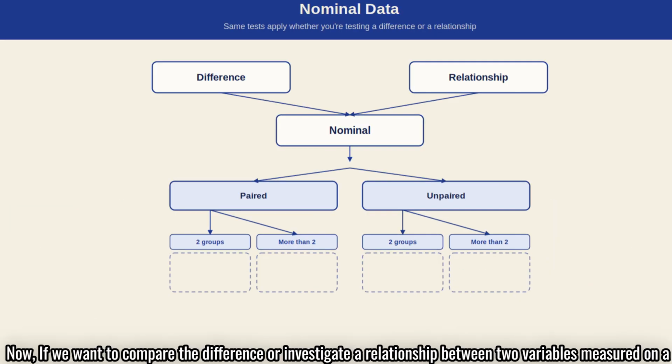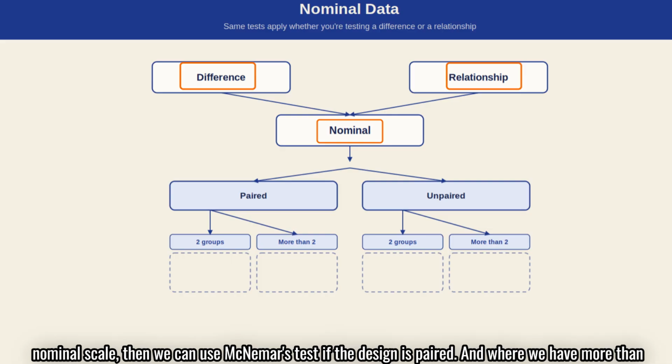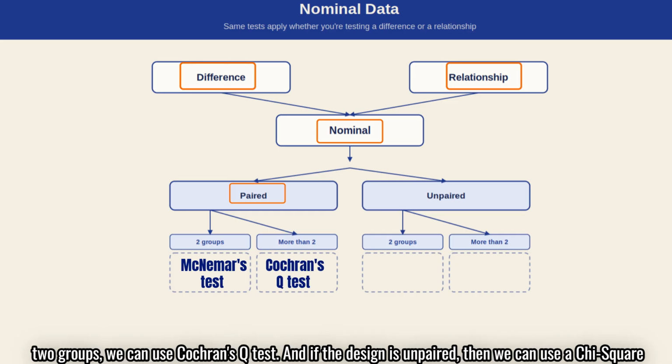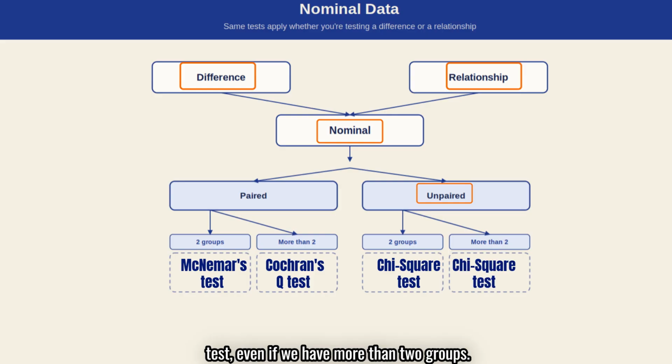Now, if we want to compare the difference or investigate a relationship between two variables measured on a nominal scale, we can use McNemar test if the design is paired. And when we have more than two groups, we can use the Cochran-Q test. And if the design is unpaired, then we can use a chi-square test, even if we have more than two groups.